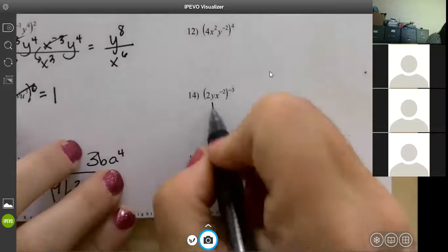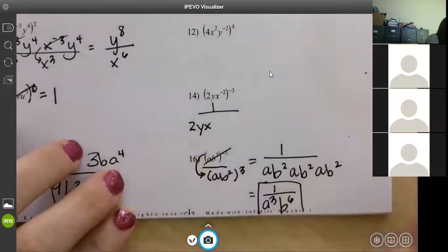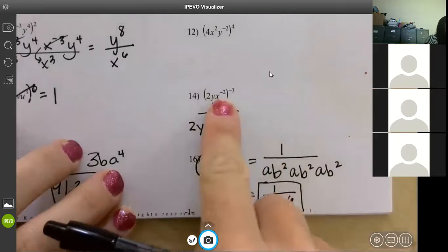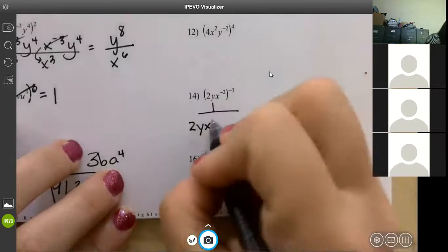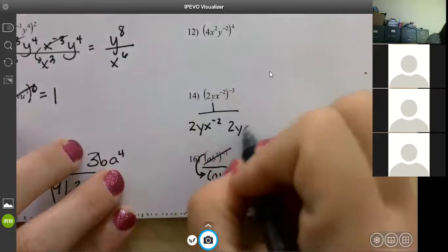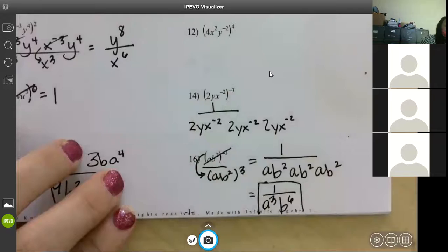1 over 2yx to the 3rd, to the... What about your x? Negative, negative second. And how many times am I going to do that? 3. 2yx to the negative 2, 2yx to the negative 2.